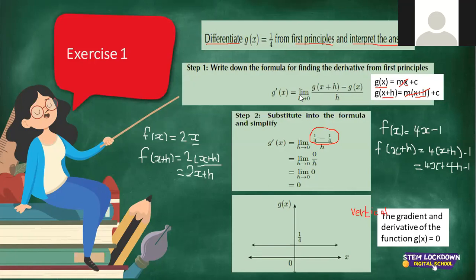Ma'am, more on the g of x, like this derivative of the g of x, is it also necessary to put it after every equal sign, or just at the beginning and the end? You mean, do you have to show g prime x in all these steps? Yes, ma'am. No, you don't have to.